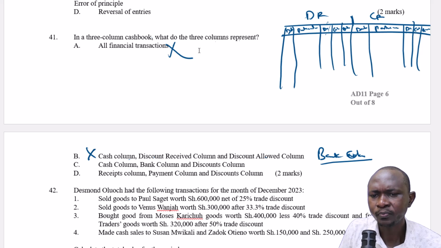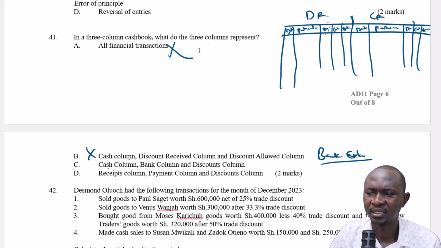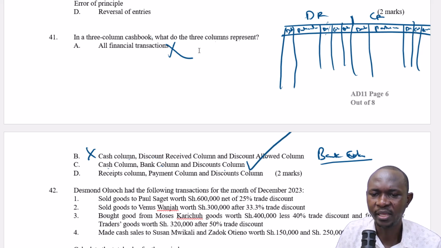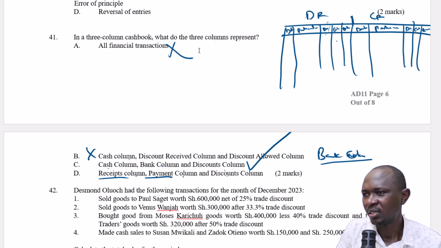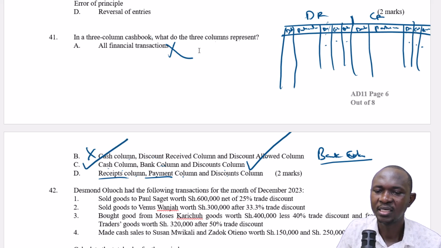C, cash column, bank column, and discounts column. Perfect. This is very much okay. And D, receipts column, payments column, and discount column. We don't have a receipt column and payment column. We have cash column and bank column. You can see this is cash, cash, bank, bank, discount, discount. So it's cash column, bank column, and discount column. The correct answer is C.